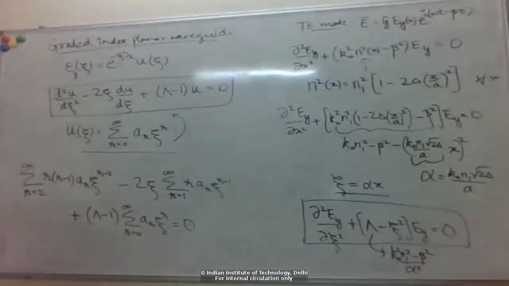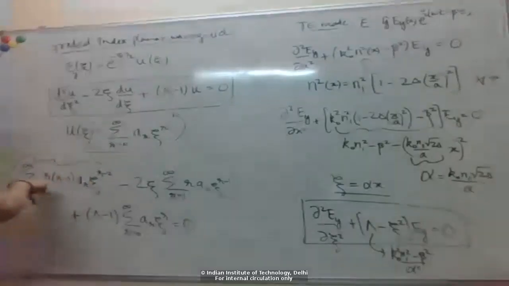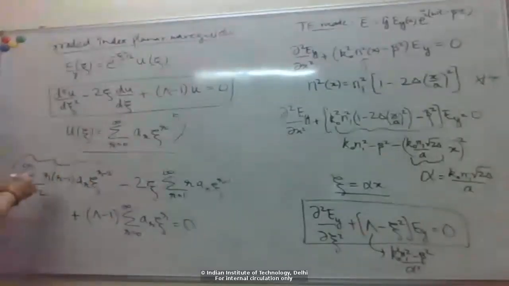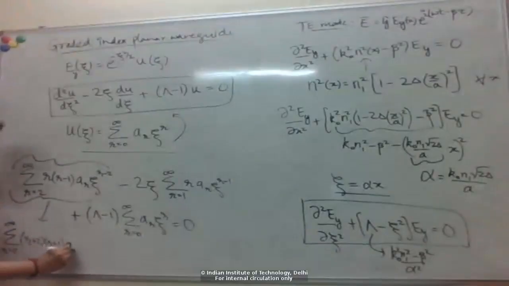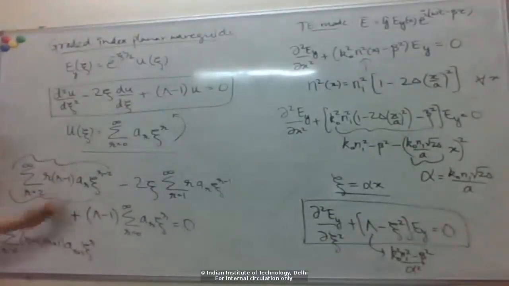Okay, so basically you can write this thing as a sum going from 0 to infinity, instead of 2 to infinity, and just rewrite it like this: r plus 2 times r plus 1, a_(r+2), psi to the r. So it's the same thing here. I just shifted by 2, so that the sum starts from 0.